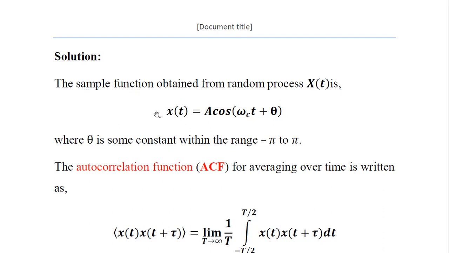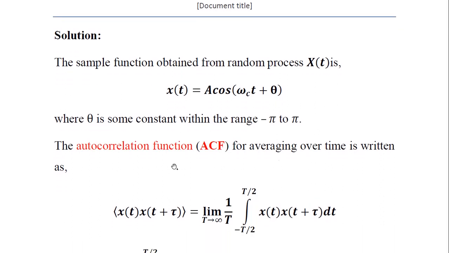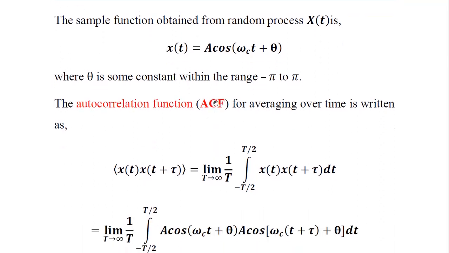Therefore the sample function is denoted by lowercase x(t), and the random process is denoted by capital X(t) here. x(t) is equal to A cos(ωc t + θ) as given here, and θ is some constant which assumes a value within the range −π to +π. Now the autocorrelation function, or ACF, averaging over time, is written as below. We know that the autocorrelation function is the product of x(t) with a time-shifted version of itself, that is x(t + τ).